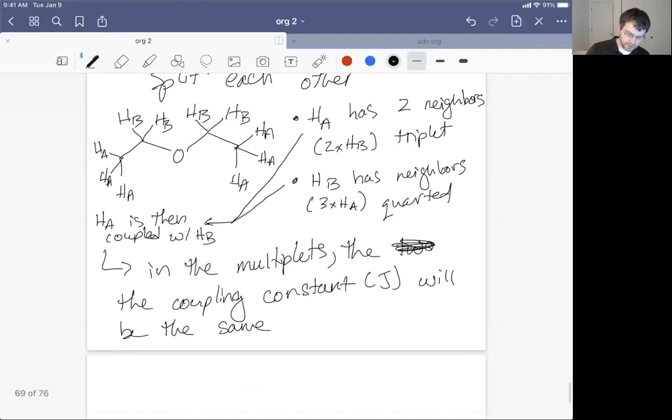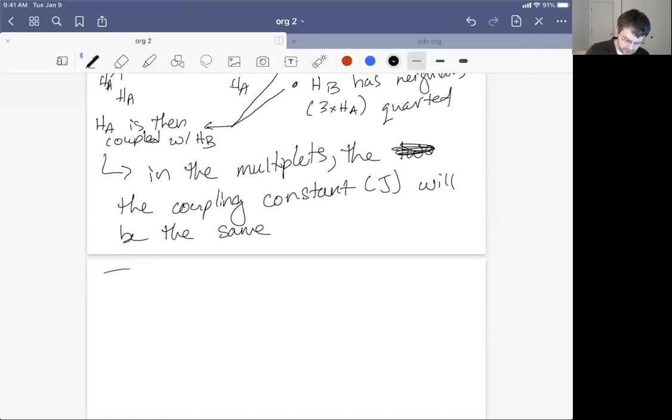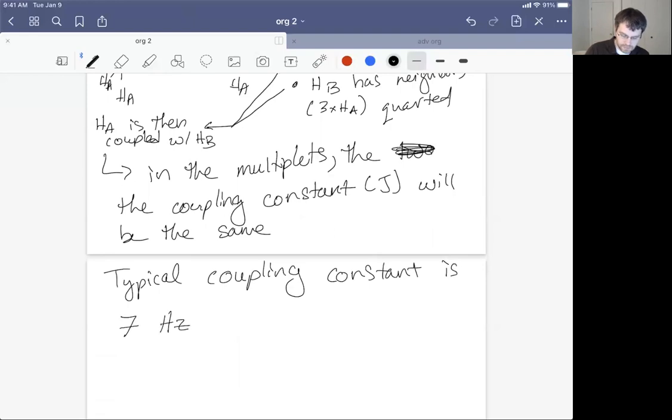Now, what is a typical coupling constant? So we can look at this with a fair degree of precision, with a few decimal places, to really allow us to navigate a spin system, that is a system where we have all of the hydrogens coupled to each other. But a typical coupling constant is about 7 hertz.